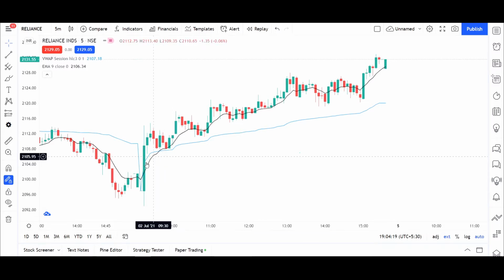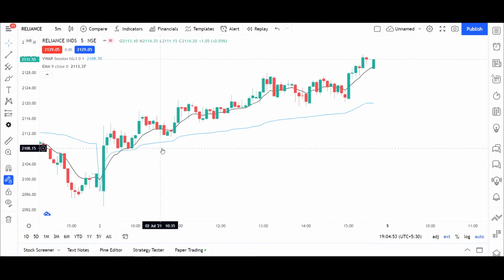So let's start. When the 9 EMA crosses the VWAP from below, it indicates that the market is now going to take a bullish trend. This is called the crossover. When the 9 EMA crosses above any other indicator, and in this case the VWAP, it is called the crossover. And that point is called the buy signal, the buy point.